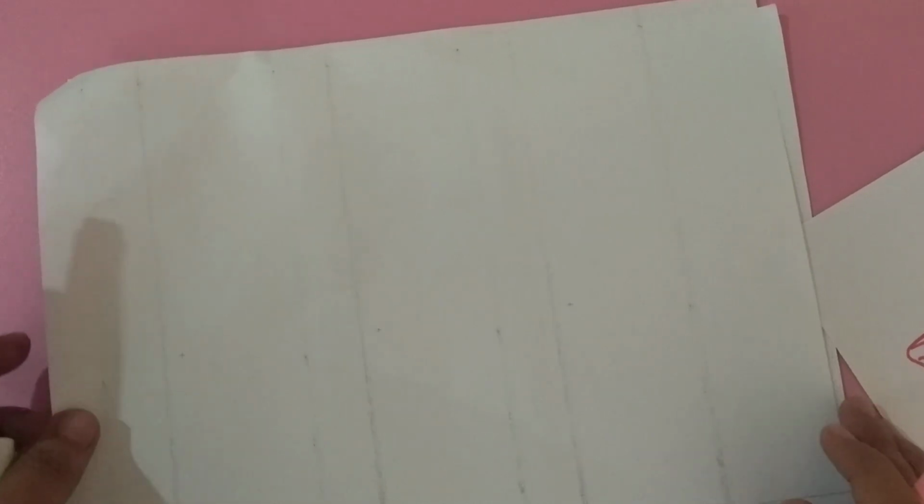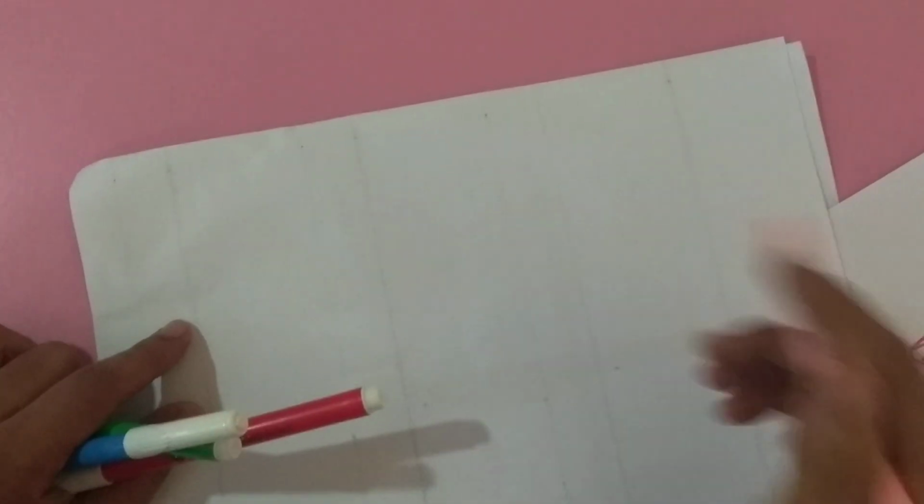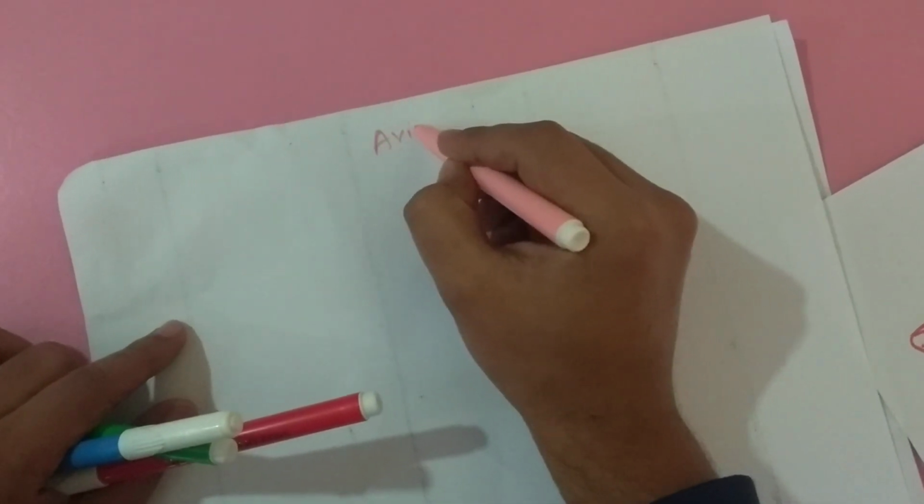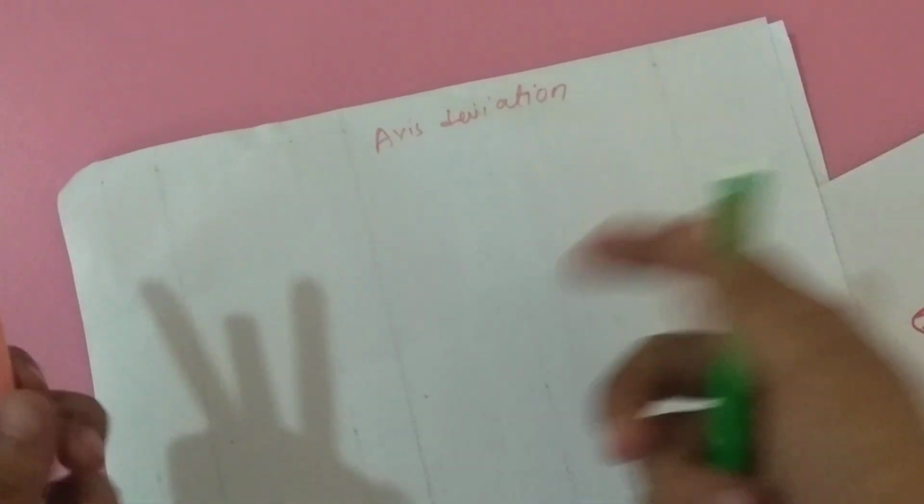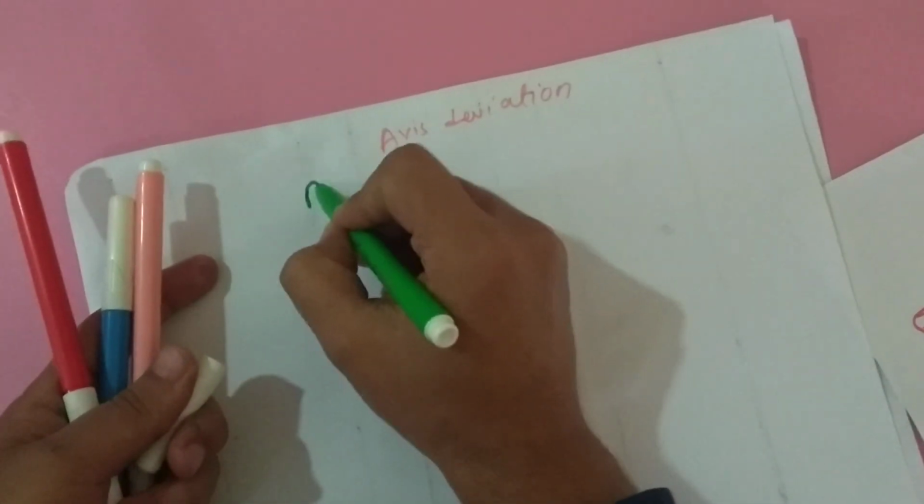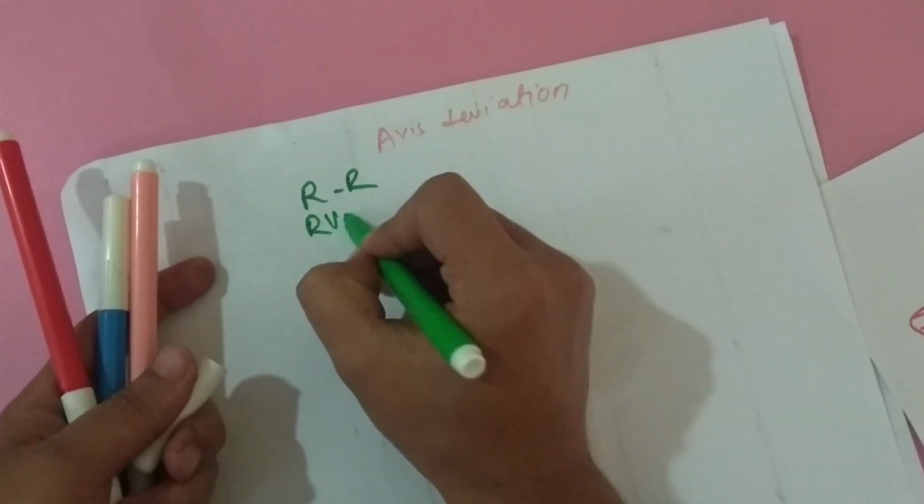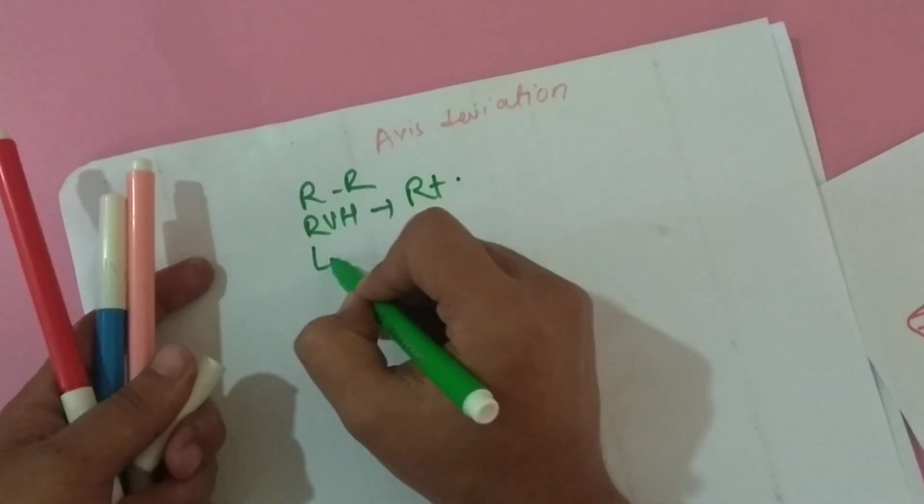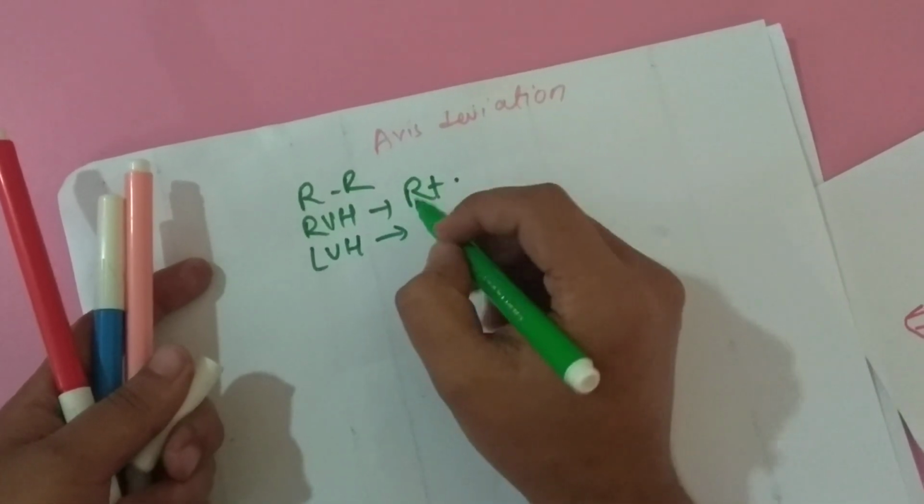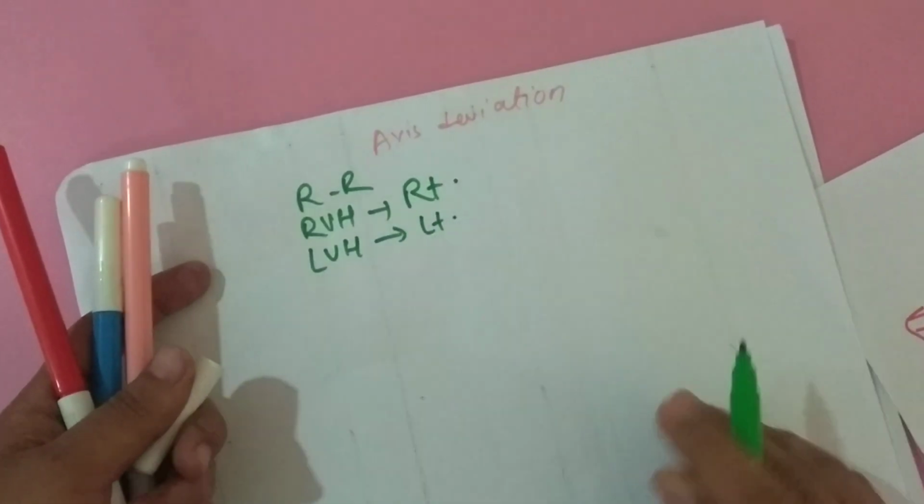In right ventricular and left ventricular hypertrophy, one very crucial thing to be looked at is the axis deviation. So there is a mnemonic or a simple logic: R for R. It means if there is right ventricular hypertrophy, then the axis will be deviated towards the right side, and if it is left ventricular hypertrophy, then the axis will be deviated towards the left side.